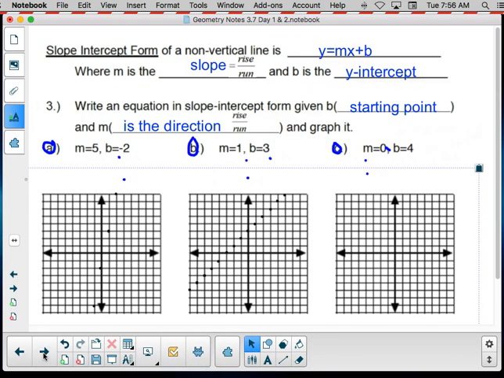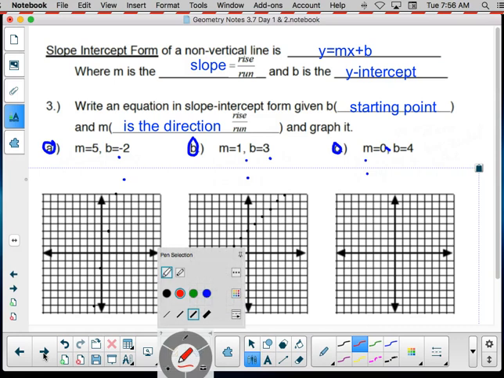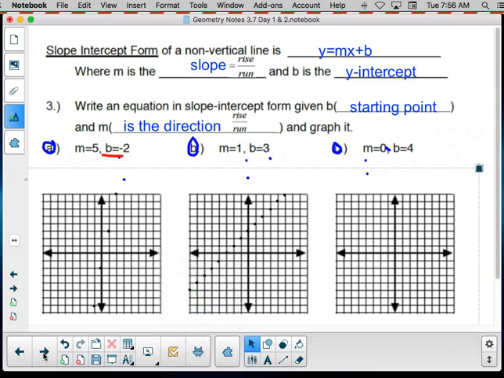Now, slope-intercept form of a non-vertical line: y equals mx plus b, where m is the slope, that's rise over run, and b is the y-intercept. Write an equation in slope-intercept form given b, the starting point, and the direction, rise over run, the m, and graph it. We're going to use the m to help us, but we first have to start with our b. So I'm going to find my b, which is negative 2.